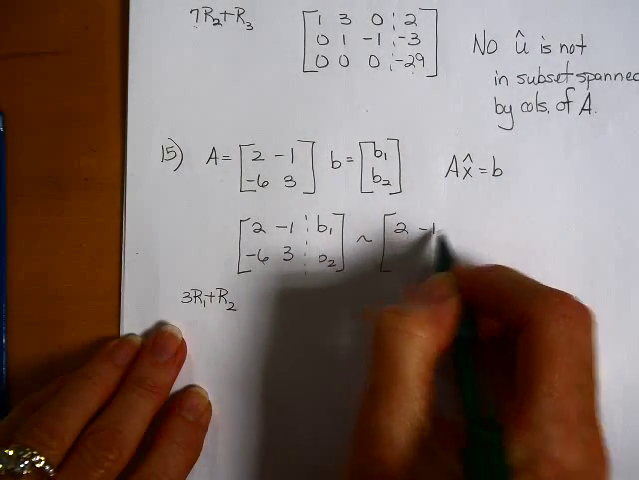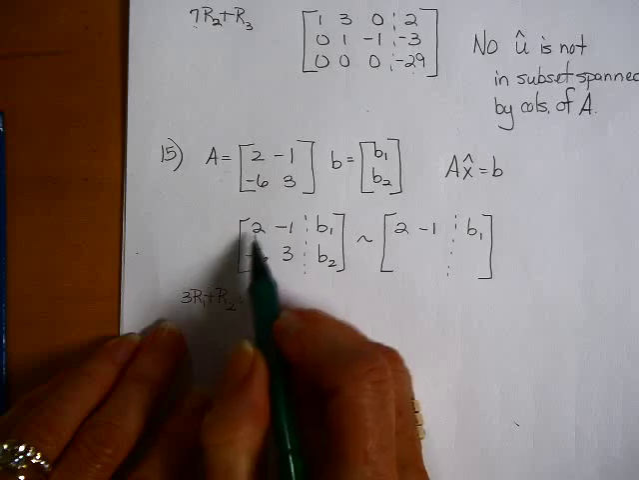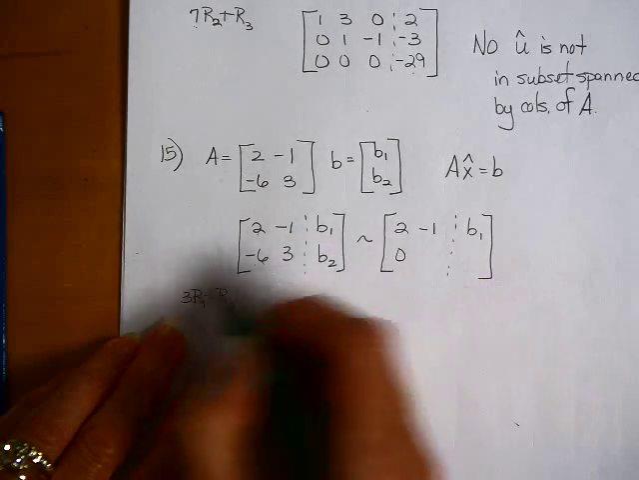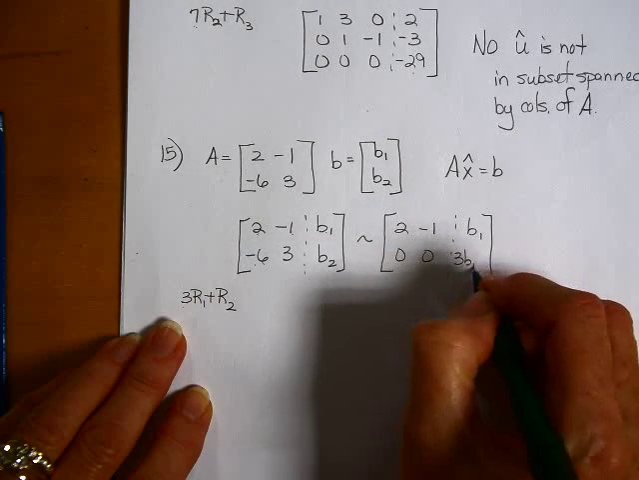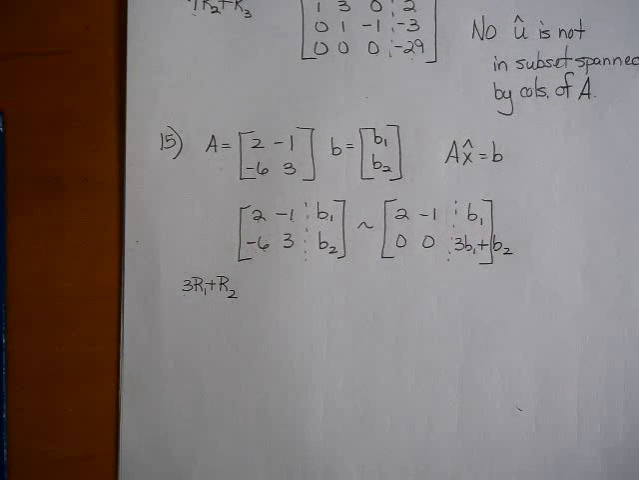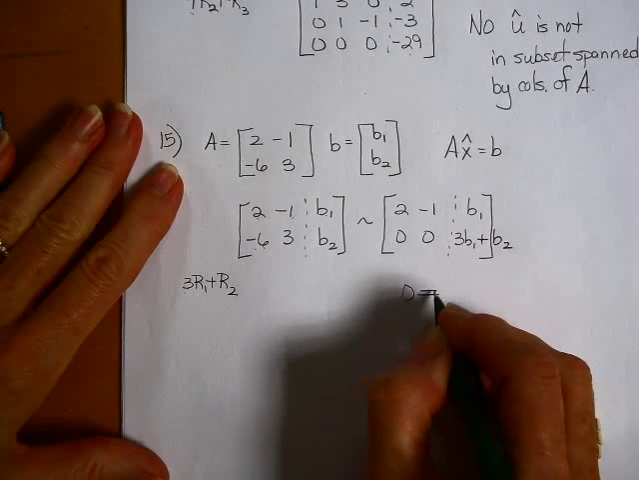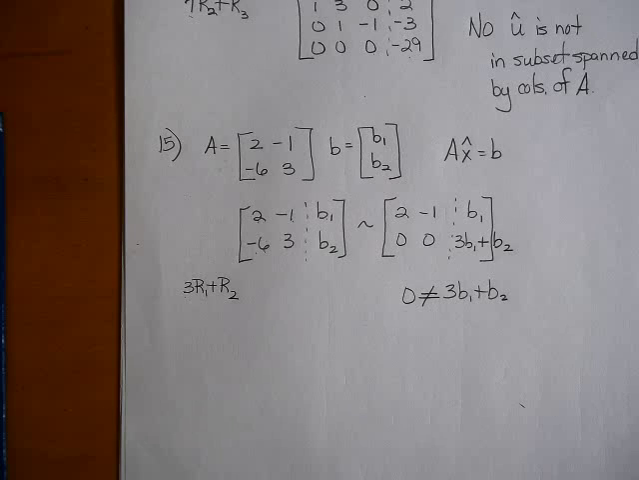So this stays the same. Negative 6 plus 6 is 0. Negative 3 and 3 is 0. 3 times b1 plus b sub 2. Sorry, my plus b sub 2 is hanging outside my matrix. Sorry about that. All right, how does this show that there's no solution? How does this show that it doesn't have a solution? 0 cannot equal 3b1 plus b2 for some b1s and some b2s, right? Not for all of them, but for some of them.